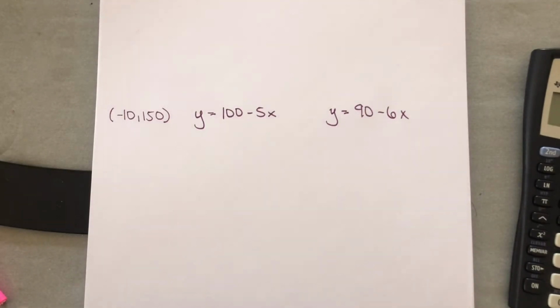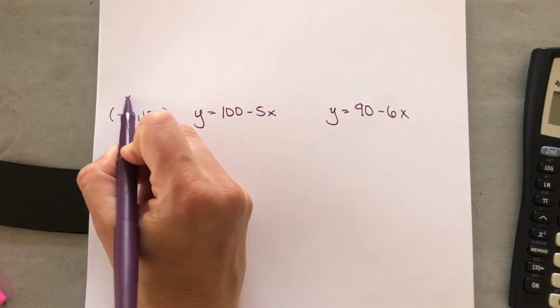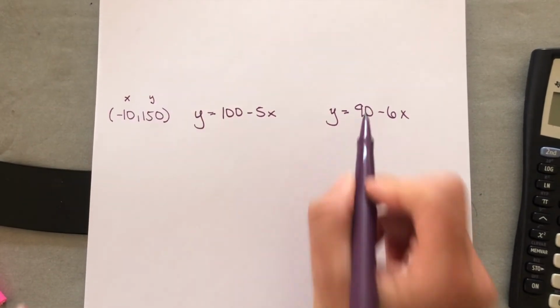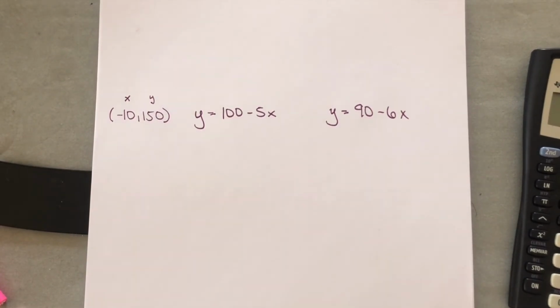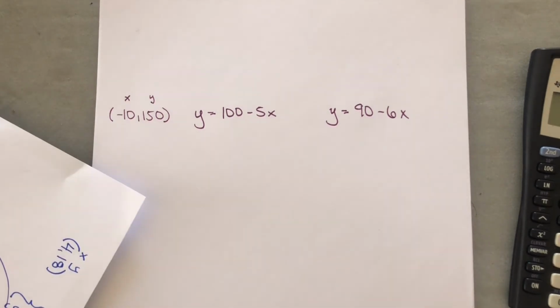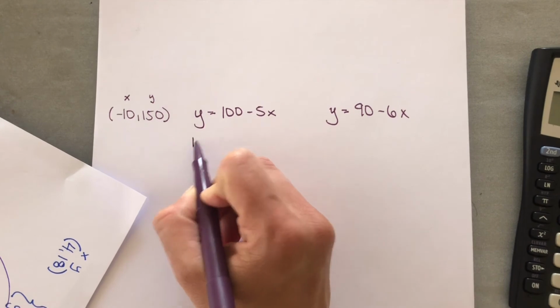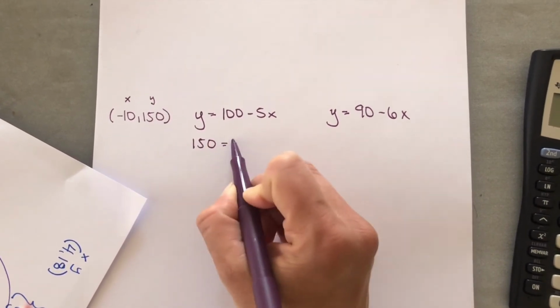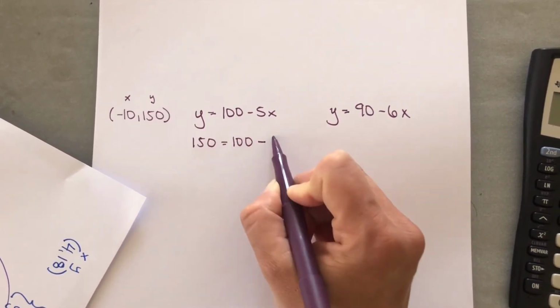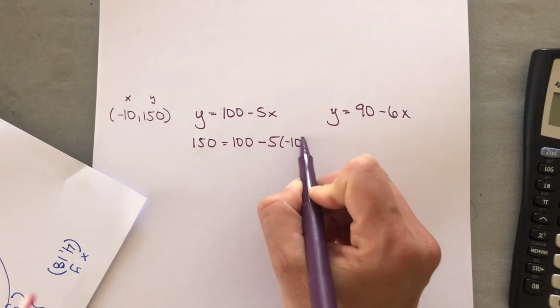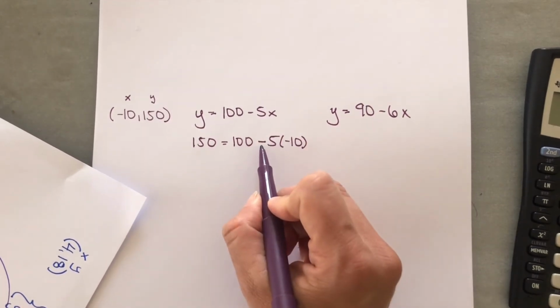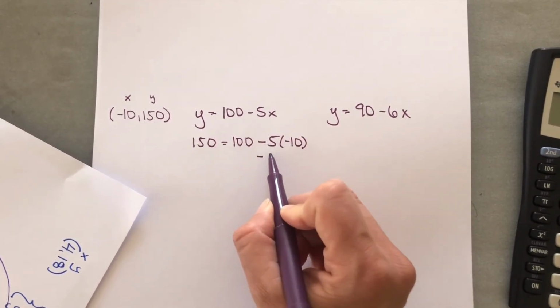So if we wanted to check that solution, we could take our x and our y values, plug them into both of the equations, and make sure that it makes both of those equations true. So here we go. Is 150 equal to 100 minus 5 times -10? Well, minus, this would be -50.